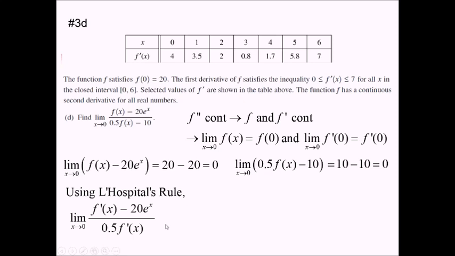All right. So again, when we take the limit as x approaches 0 of f prime, we saw up here that that's the same as doing f prime of 0, because f prime is shown to be continuous. So what is f prime of 0? Well, f prime of 0 up in the table here is just 4. So this is 4 minus 20 again, because you're just doing 20 times e to the 0. Down here we have 0.5 times 4. So this is going to be negative 16 over 2, which is just negative 8.